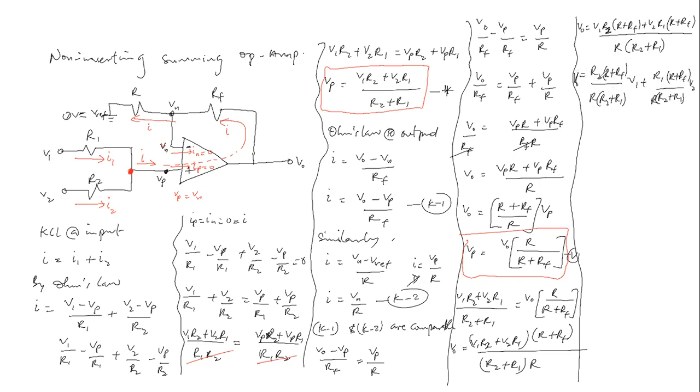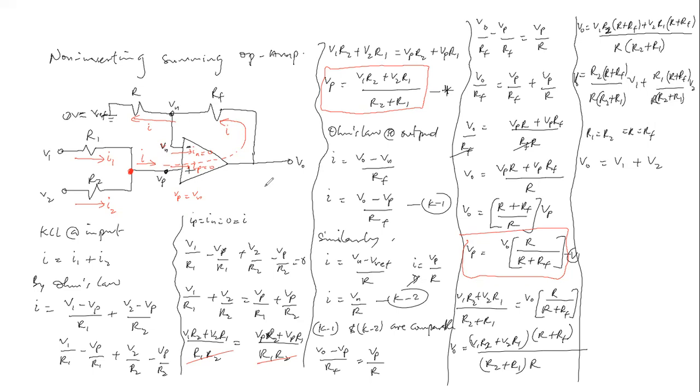Okay, now when R1 is the same as R2, is the same as R, is the same as R sub F, then this expression will reduce to unity such that V0 will be the same as V sub 1 plus V sub 2. So this is the non-inverting summing op amp.